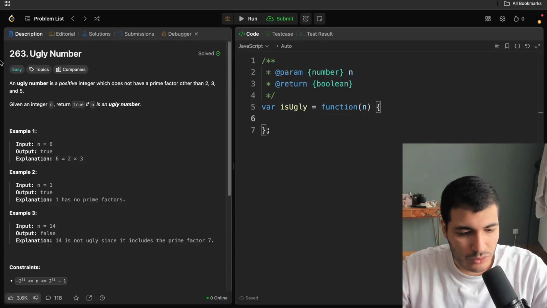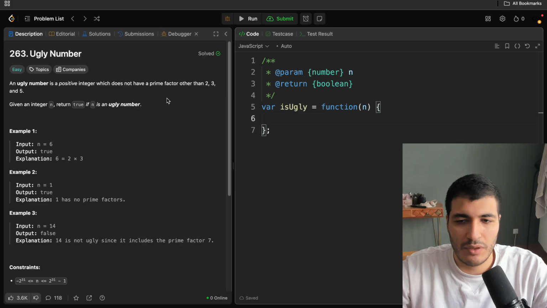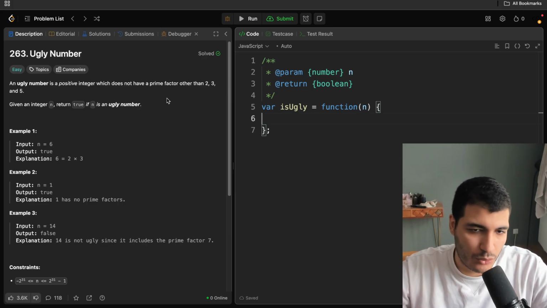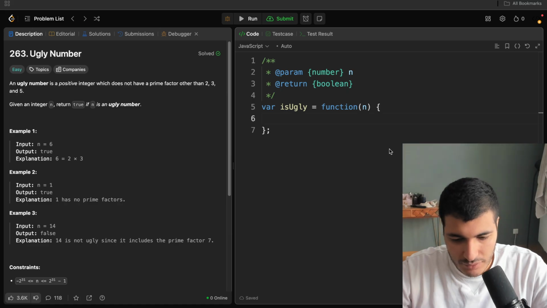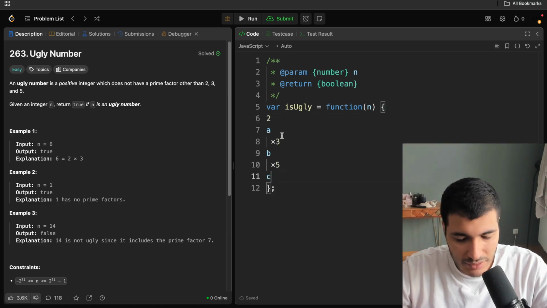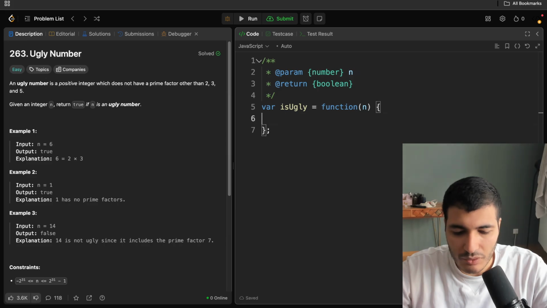So today we have problem number 263, Ugly Number. An ugly number is a positive integer whose only prime factors are 2, 3, and 5. That means n can be written as 2 to the power of A, times 3 to the power of B, times 5 to the power of C. And any number with a prime factor other than 2, 3, and 5 is not ugly.